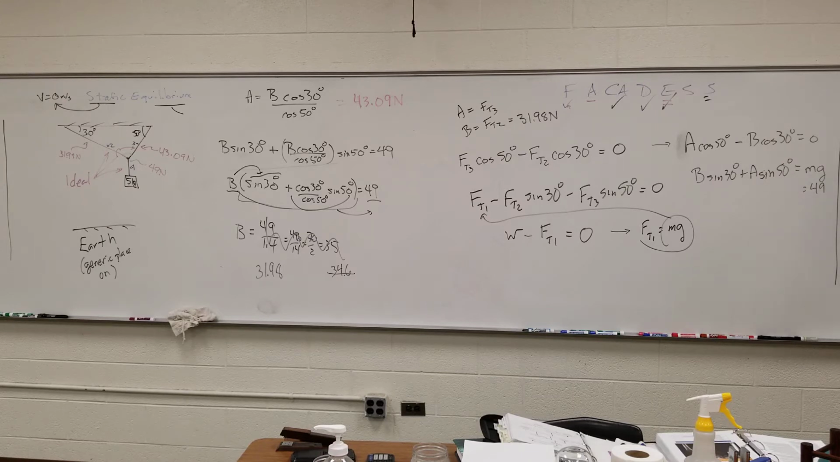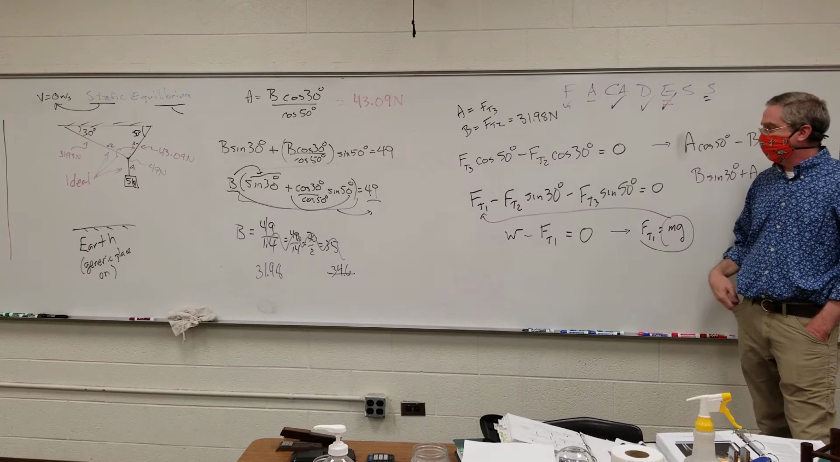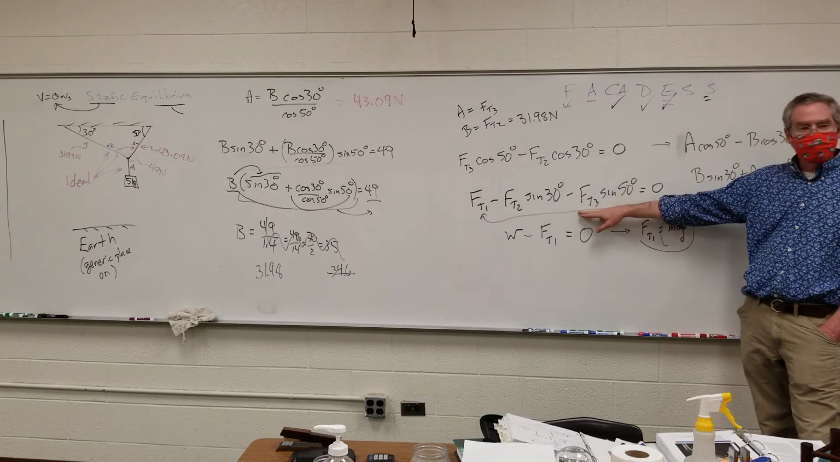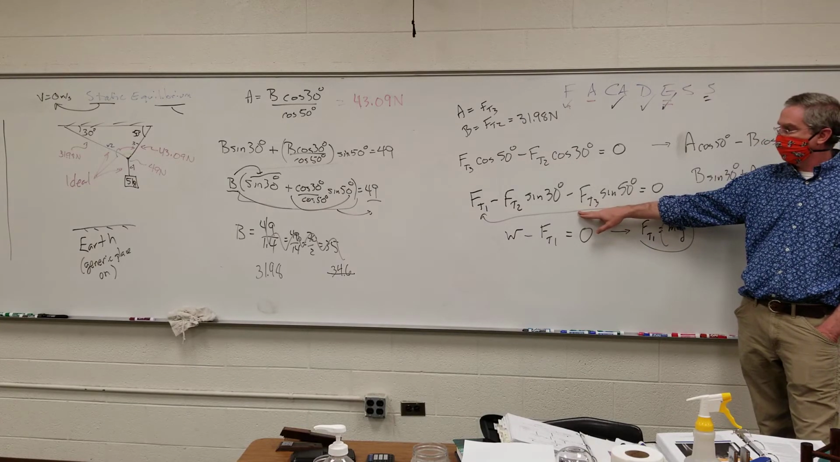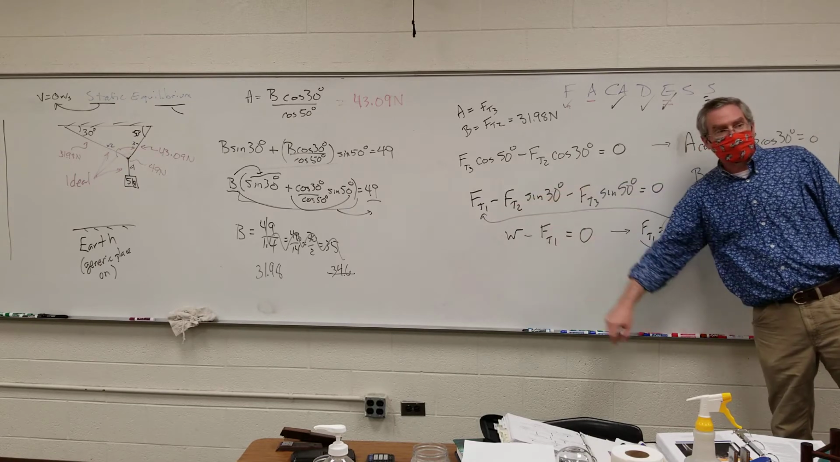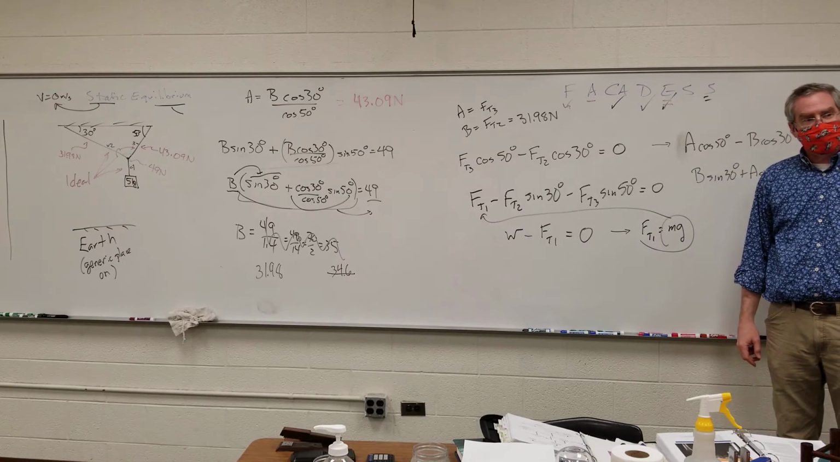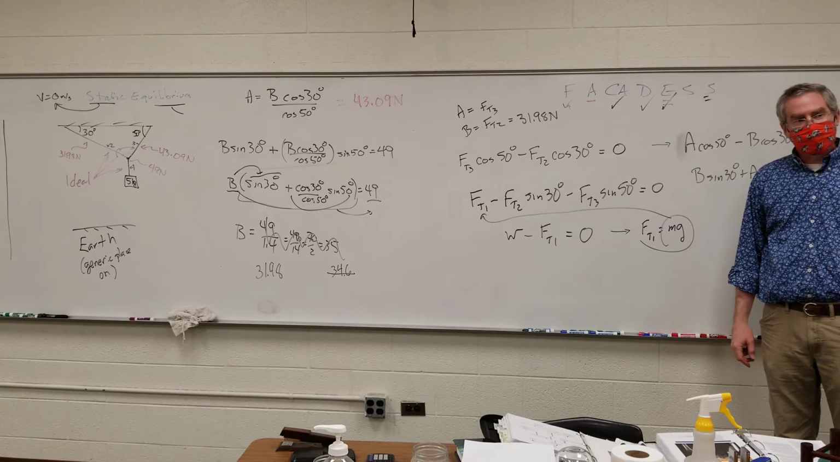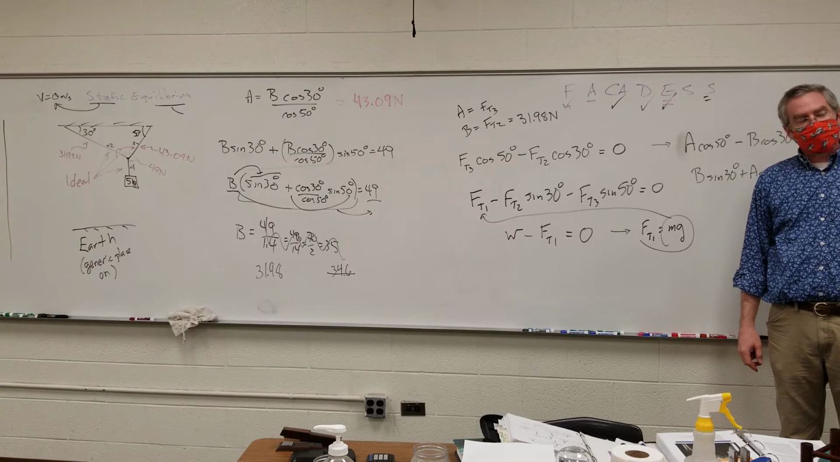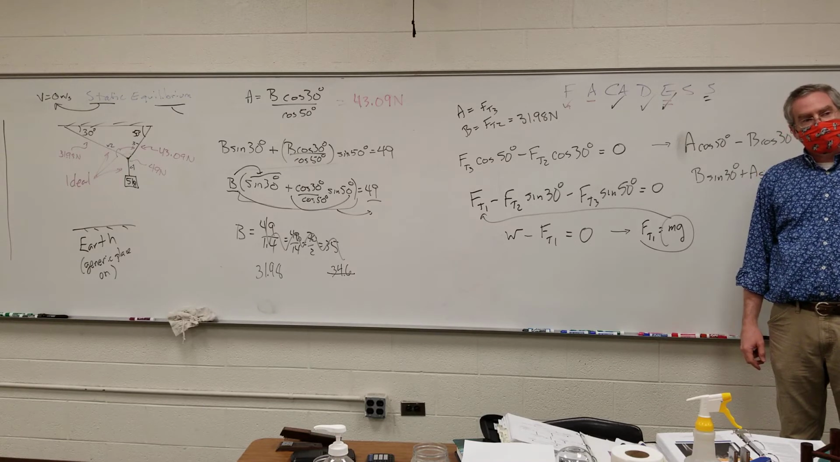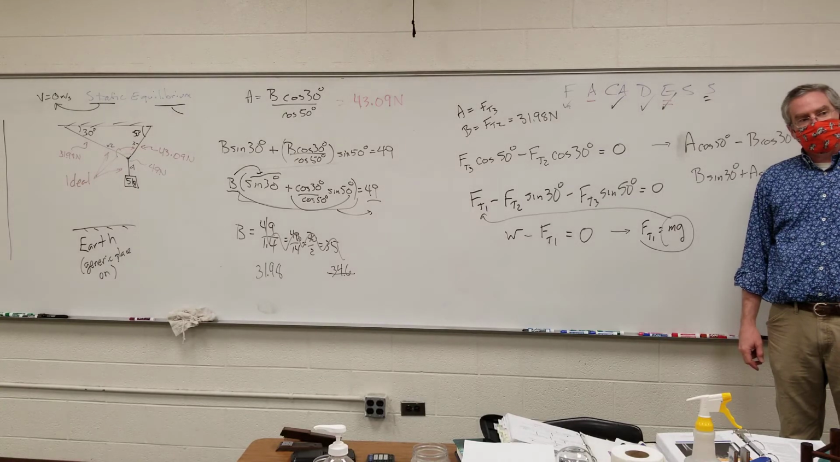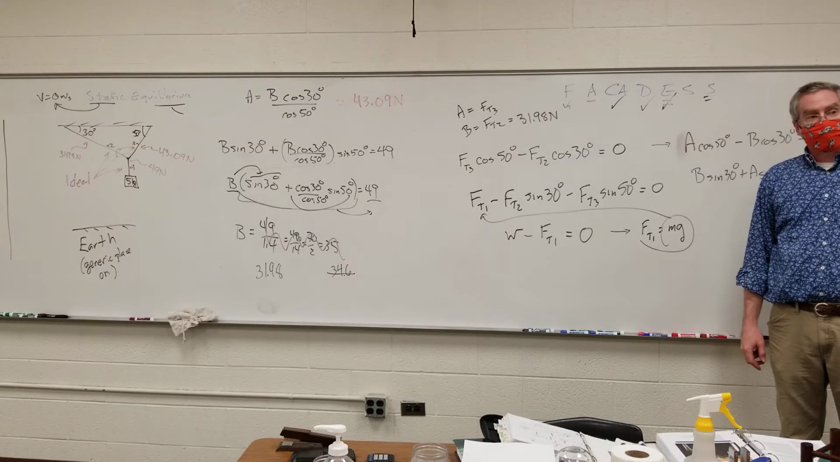Eric? This is backtracking kind of, but when you did FT1 minus FT2 sine 30 minus FT3, why is there a minus sign there between FT2 sine 30 and FT3 sine 50? I know why it's FT1 minus that, but why would this not be a plus? Why do you think it should be a plus sign? Because they're both in the same direction, right? Which would be my argument also.